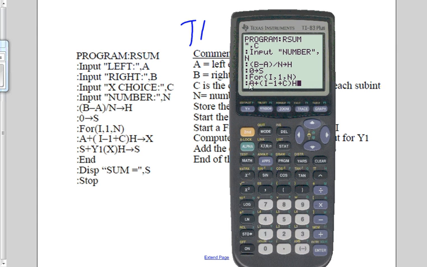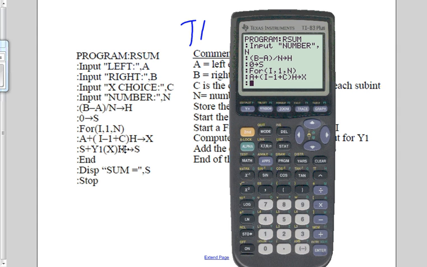So this A is my left bound, and then this is incrementing me by the appropriate increment lengths. H is my increment amount, and this I minus 1 plus C is essentially just stepping me up subinterval by subinterval. And we're going to store that as x.